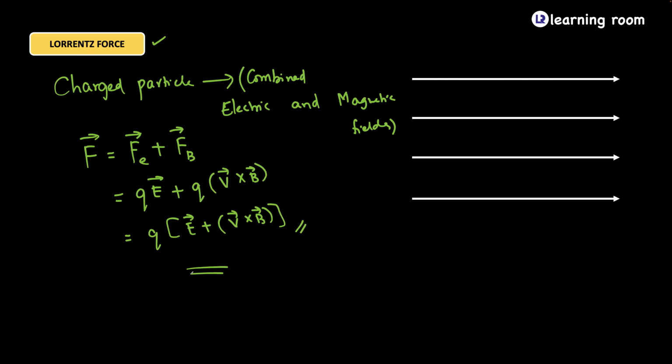Not only electric field, there is magnetic field also present. When electric field or magnetic field is there, what will happen? That is why I wrote it as a vector quantity. I didn't say they both are in the same direction.